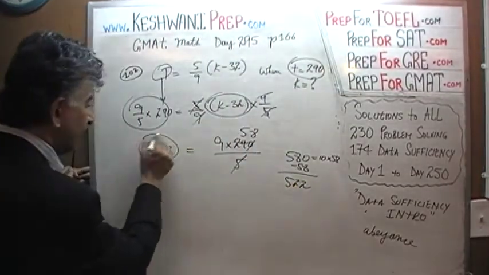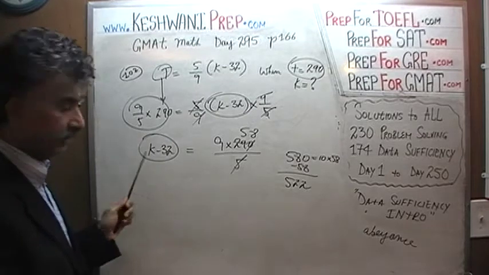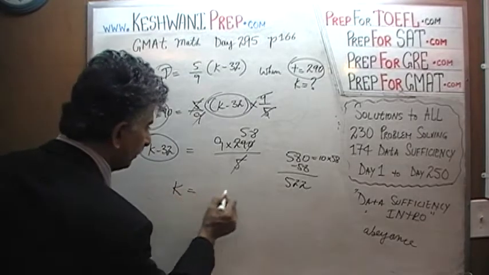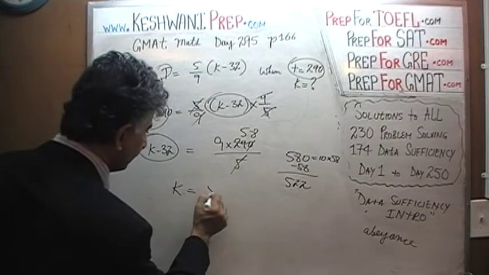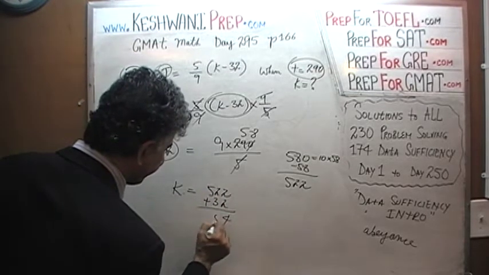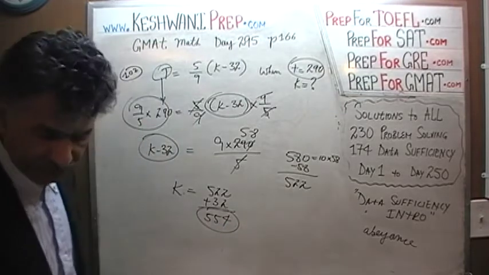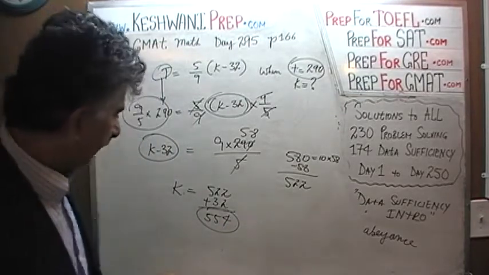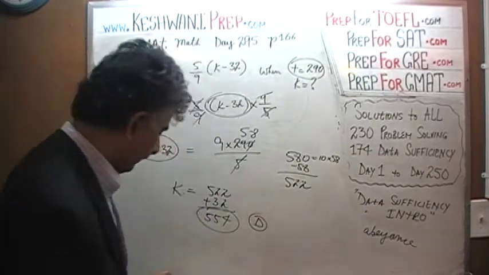522 represents k minus 32. We're not interested in k minus 32. We want the k by itself, so it's going to be this quantity. The k is going to be 522 plus the 32, and we are done. The answer is 554, answer choice D.